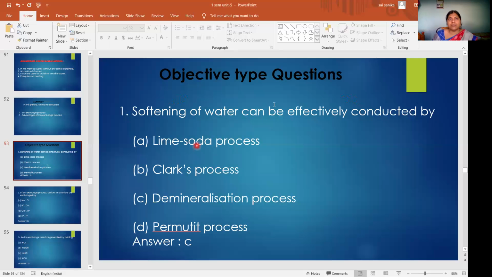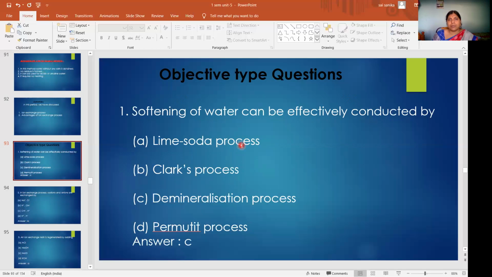Next, come to the objective type questions. What type of objective questions may you expect from this topic? Very simple questions. If you are perfect in this process, you can answer these easily. First question: softening of water can be effectively conducted by which method? Softening means conversion of hard water into soft water, that is, removal of salts from water.